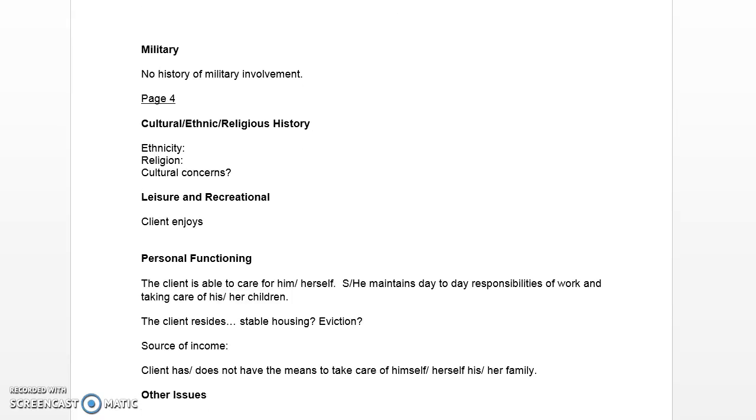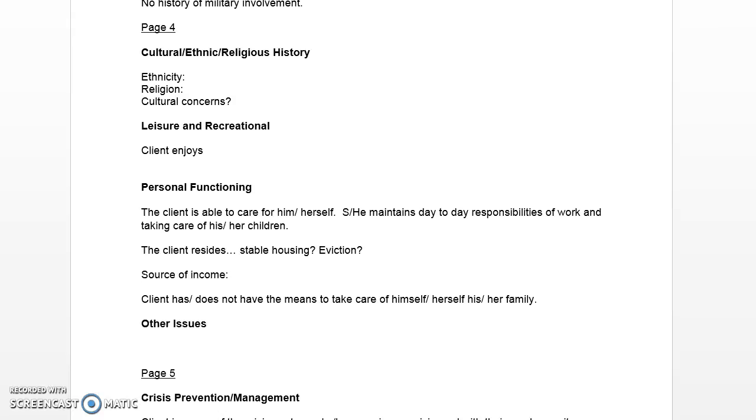Cultural, ethnic, religious history, that will be in paragraph format. Identify their ethnicity, their religion, whether or not they practice their religion, do they attend church, do they seek support from their church, is it important to them in their lives, and then any cultural concerns. Leisure and recreational, again, this would be in paragraph format. What are their hobbies, what kinds of things do they enjoy doing. Personal functioning. This will also be in paragraph format. There are a bunch of hints here as to what you would need to write.